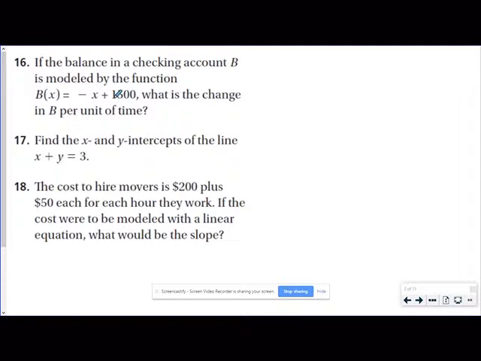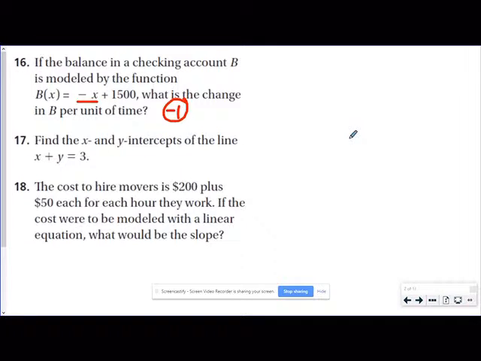Number 16, if the balance in a checking account B is modeled by the function b of x equals negative x plus 1500, what is the change in b per unit of time? The rate of change will be whatever's in front of the x. So the change in this case is going to be negative 1.